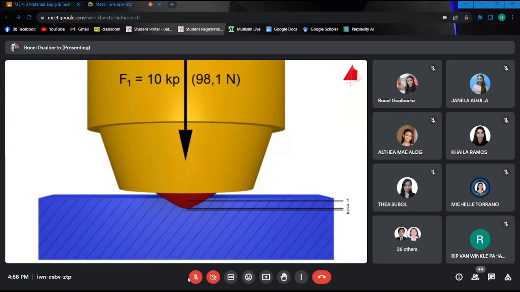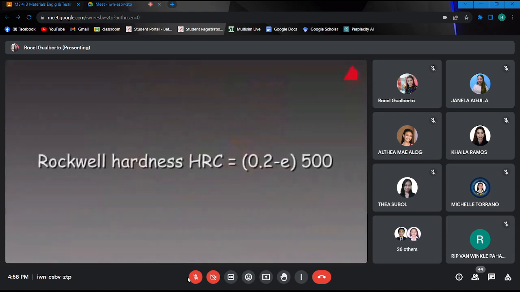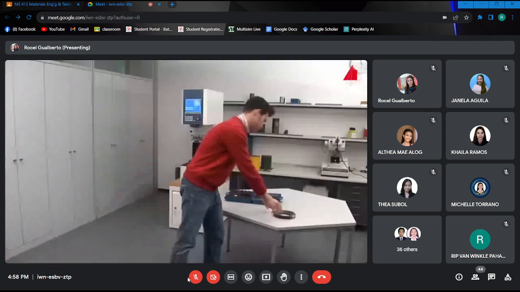While the minor force is still acting, the permanent increase in depth of indentation E is measured. This is how the Rockwell hardness is calculated. Rockwell hardness HRC is equal to 0.2 minus permanent depth of indentation E in millimeters times 500.